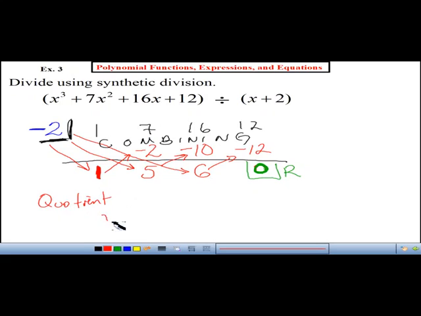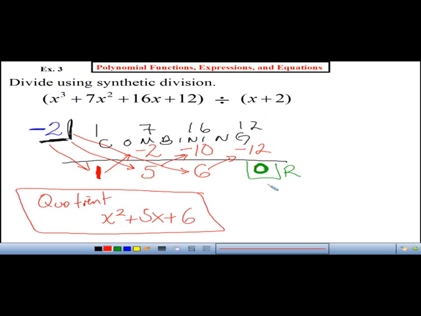This now is 1x squared plus 5x plus 6. And I'm done because there are no leftovers.